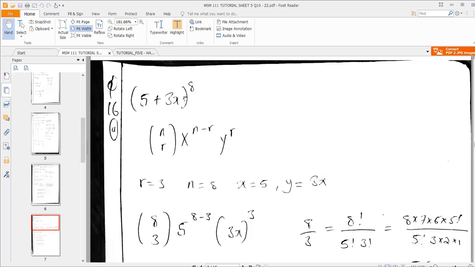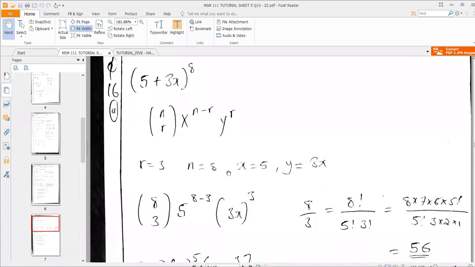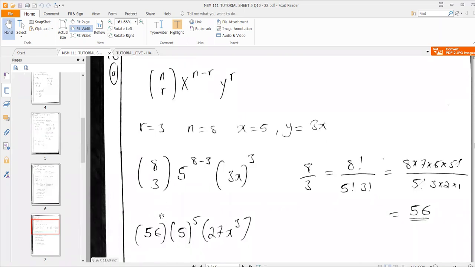Our n is 8 there, right? Our x here is equal to 5. Then our y is equal to 3x, isn't it? So now, when we substitute into our general formula here, we have 8 choose 3 times 5 to the power 8 minus 3, times 3x to the power 3, right? Now, what is 8 choose 3? We know that 8 choose 3 is simply the 56 here.